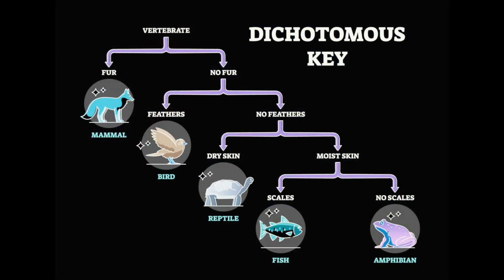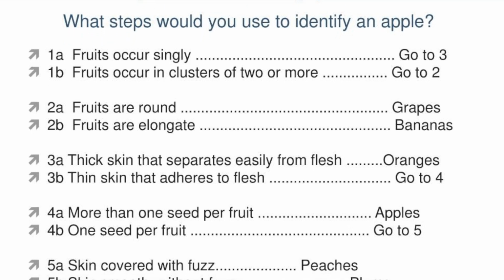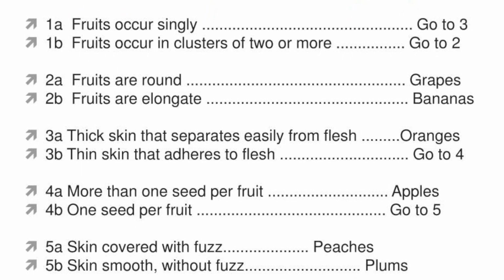Taxonomy is a specific type of classification system similar to a dichotomous key. A dichotomous key is a scientific tool used to identify different organisms based on 2 observable traits of an organism. A taxonomic key provides 2 or more choices to help an individual to identify an organism.